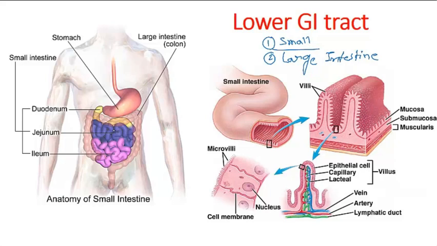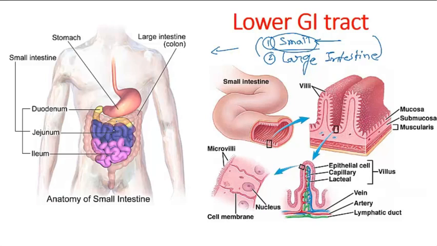If we combine both of them together as the lower GI tract, the majority of the chemical digestion process and actually all the nutrient absorption process take place in the small intestine. The large intestine is the portion which carries the last undigested materials, converts them into feces, and helps them to be defecated outside. Now if we look at the small intestine, this slide is about the small intestine structure.